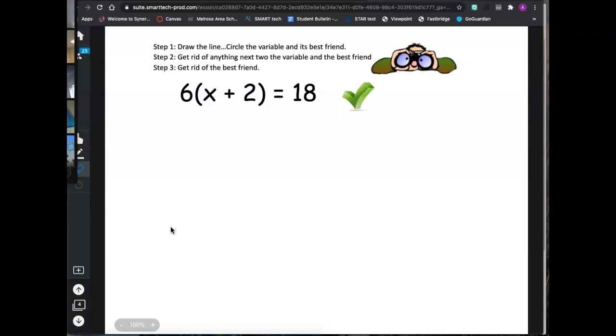This one looks a little bit different because there's parentheses. So 6 parenthesis x plus 2 equals 18.